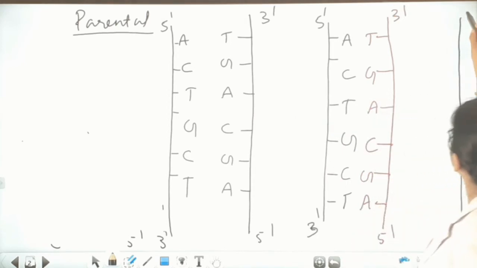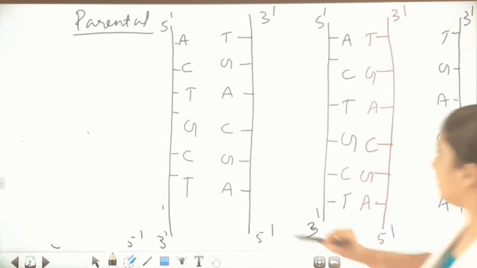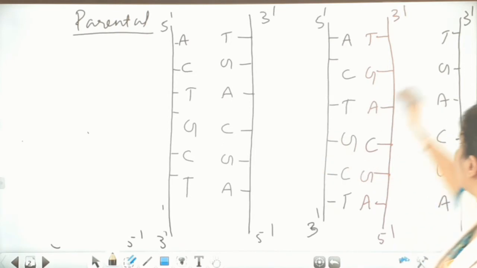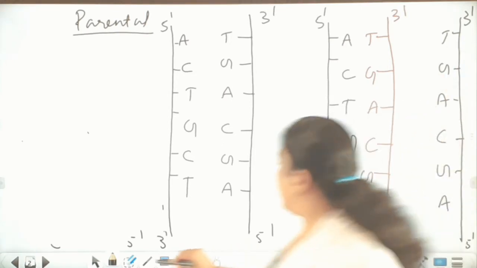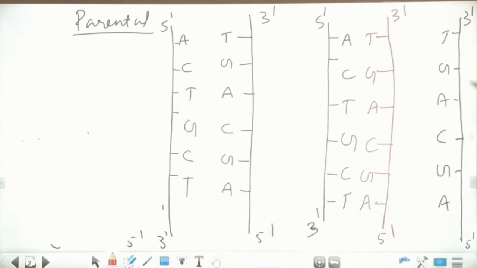So what is the polarity? 3 prime, 5 prime. And what are the nitrogen bases? Thymine, guanine, adenine, cytosine, guanine, and adenine again. So this strand we are taking as a template over here. Next we can see what are the possibilities of nitrogen bases in the newly formed strand.